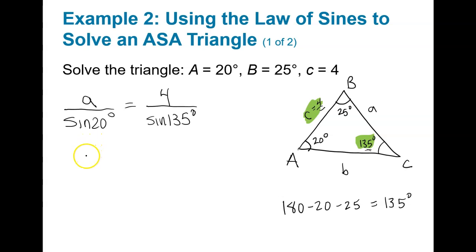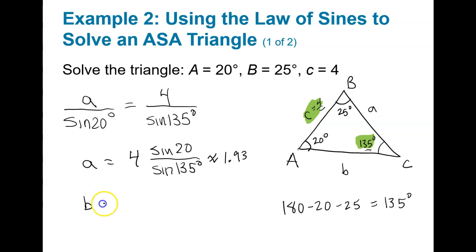All right, multiplying away the sine of 20, I get A equals 4 times sine 20 over sine 135. I do it like that personally. And that's approximately 1.93. And then B, same exact thing, except we would have sine 25 over sine 135.